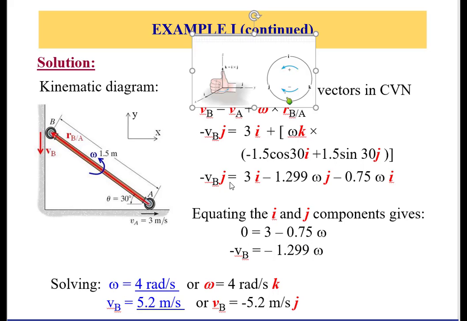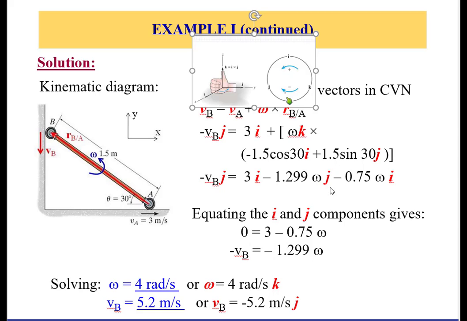So then you'll end up with this equation. Summing the i's together and j's together, you will end up with an equation with two sides. The left side has a negative bj. You compare that with the j in the right side. So you have the first equation: negative b equal to negative 1.99 omega.